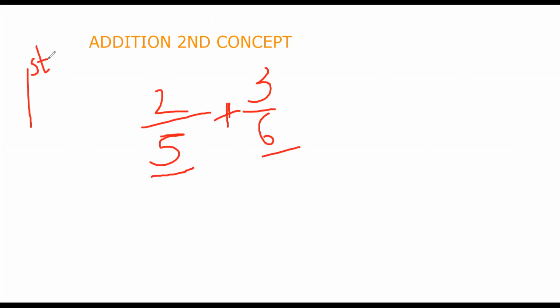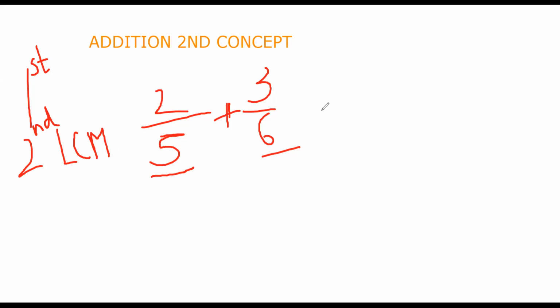The first step is the same as the first concept. It is to see if the denominators are the same or not. The second step is if they aren't the same, what do we have to do? If they aren't the same, we have to find their LCM, or if they are very small numbers, their LCM would be the multiplication of both of them. So we can do that also in this second step.